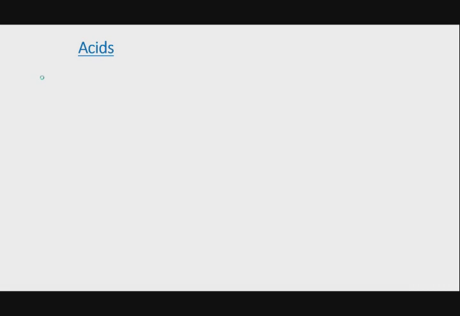The last category of compounds that remains to be named is acids. We have not seen acids before, so this session will serve as a very short introduction to an acid before we get into naming these compounds. Something that is very important for you to remember is that acids are molecular compounds.